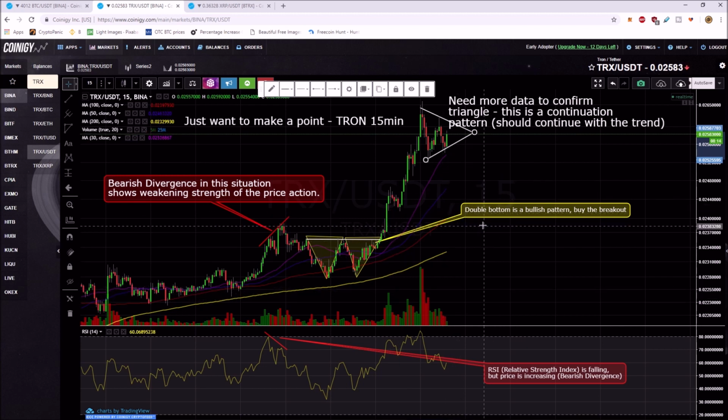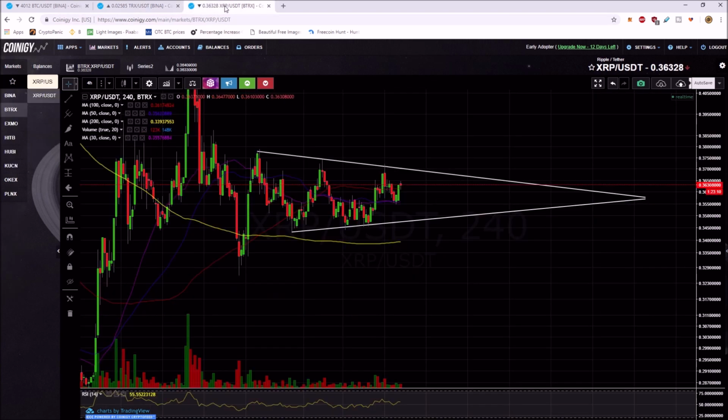So again, double bottoms, double tops are the opposite. They break to the downside. A lot of people asking about XRP. Where do I set stop losses? Okay, so XRP, draw the pattern real fast. Let me show you on drawing these triangles.